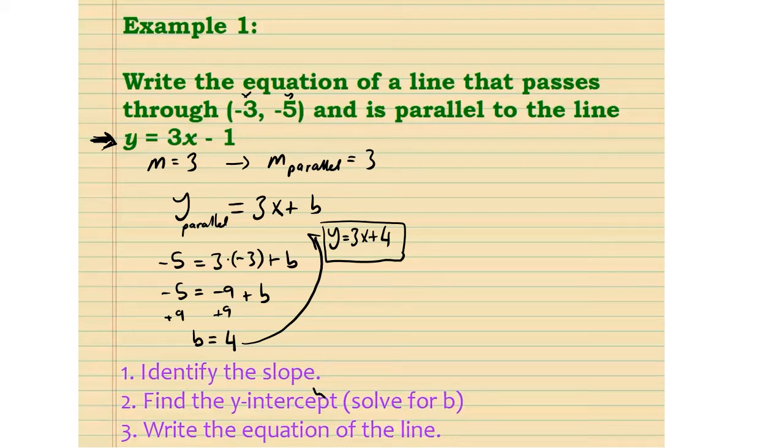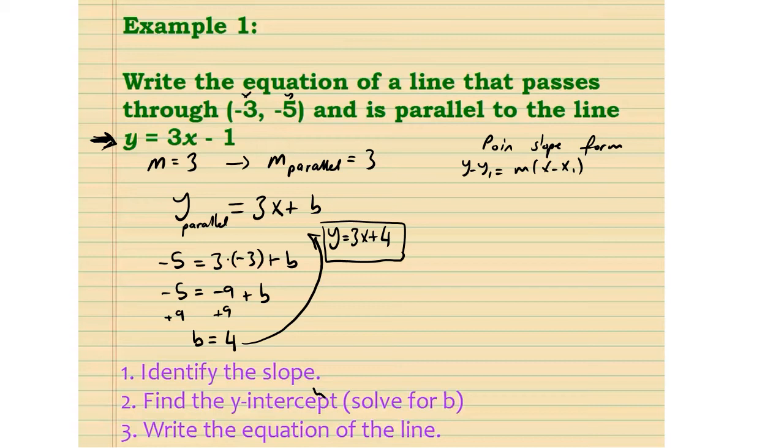Now, we can also solve the same equation with point slope form. After finding the slope, if I want to use the point slope form, I would use the slope and the given point. Our point slope equation was y minus y1 is equal to m times x minus x1.